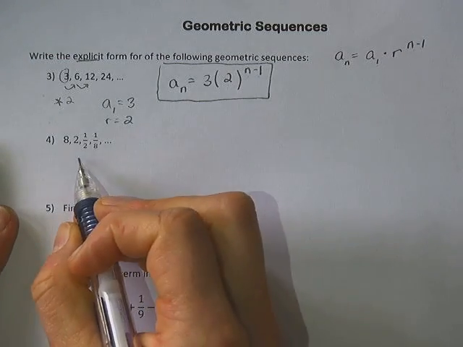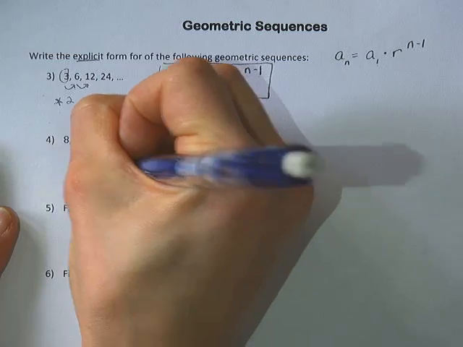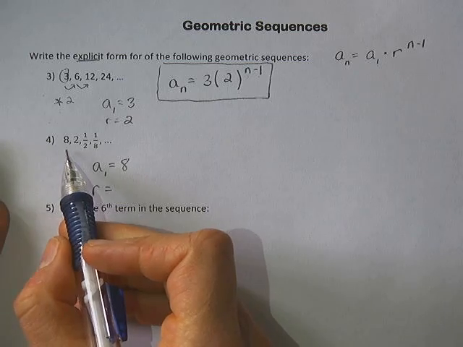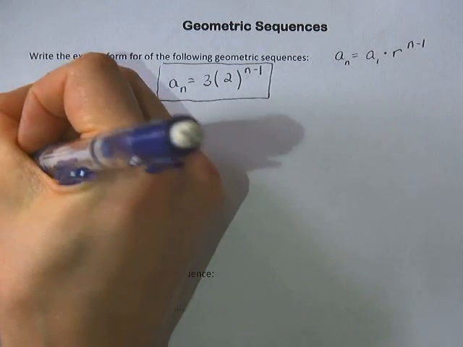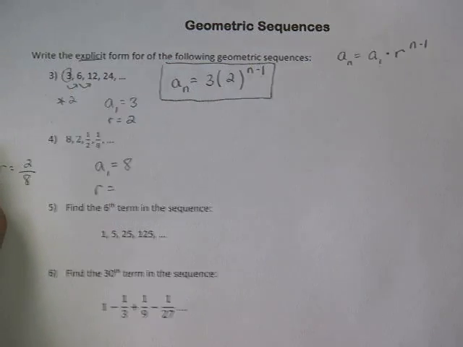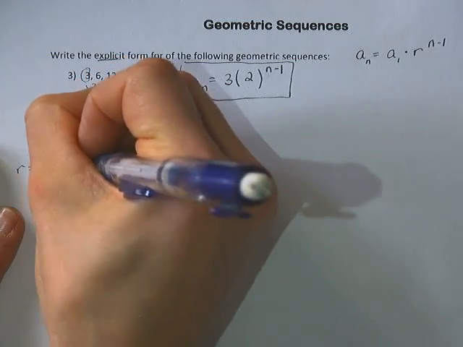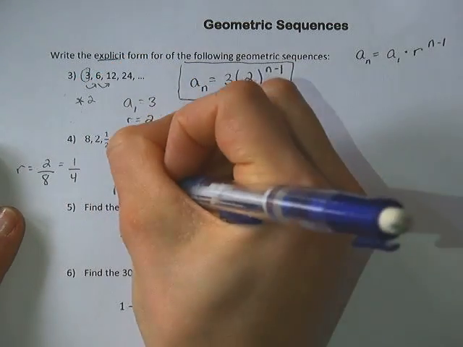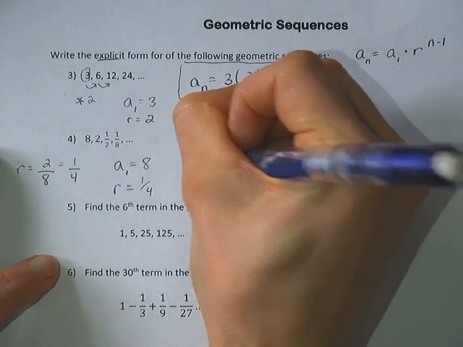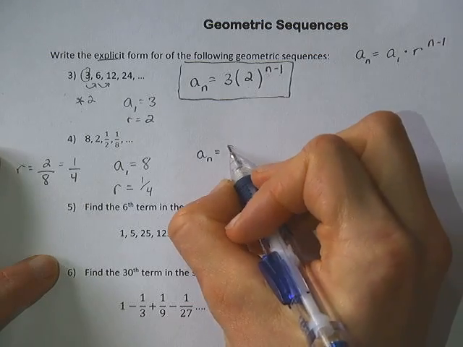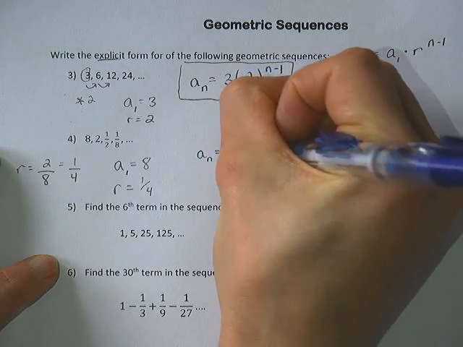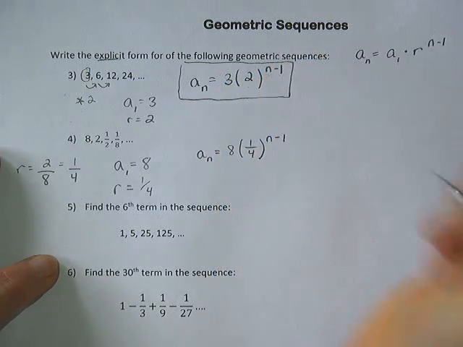Okay, so then this one, my first term is 8, and then my common ratio, we did this a second ago, you have to take one of its terms, for instance 2, over the one right before it, which is 8. Okay, so 2 over 8 reduces to 1/4. So that's my common ratio. So if I am writing this in explicit form, then I'd take my first term, 8, times my common ratio, which is 1/4, and then it's to the n minus 1 power.